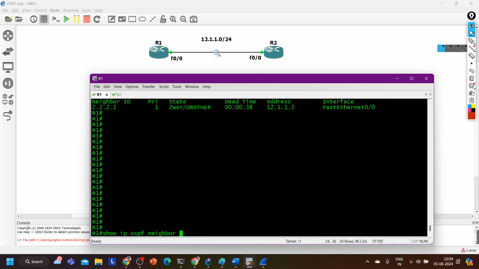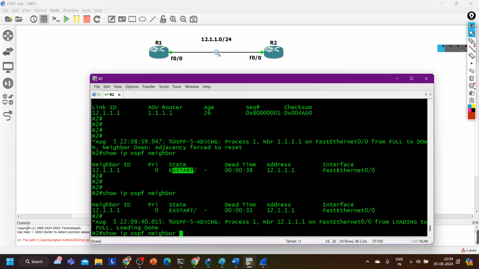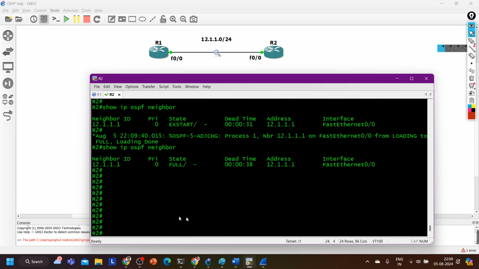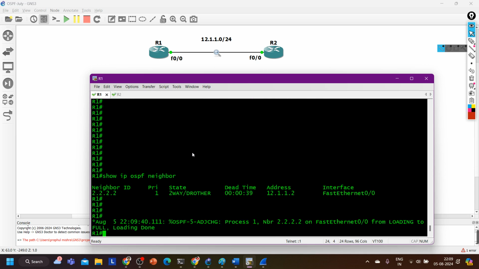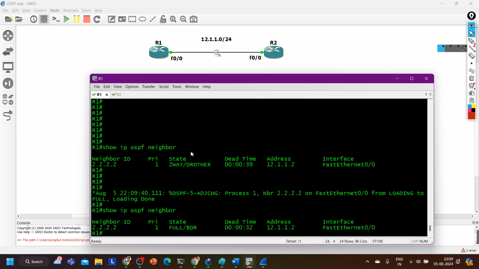On router number 1, neighborship is stuck in two-way state. On router number 2, now neighborship is in full state. On router 1 it's showing full state now. So OSPF is slower protocol in this scenario. To make it faster, you have to change the network type. On both routers you should configure network type what? Point to point. As I told you, if two routers are directly connected with each other, the network type should be point to point.